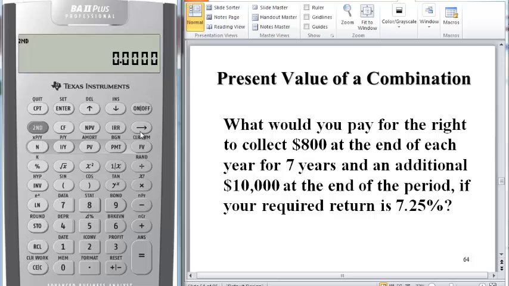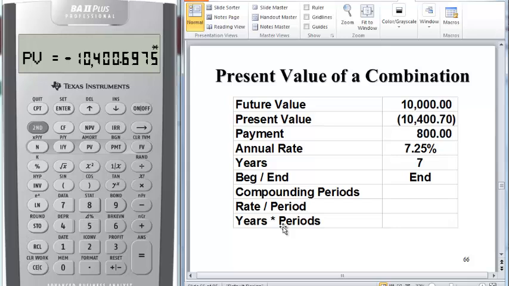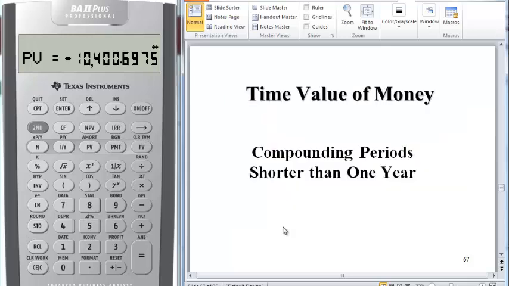So I want to, one more time, clear my time value of money. 800 is going to be collected at the end of each year, so it's a payment. At the end of that time period, I'm going to collect 10,000. That's my future value. 7 is going to be my N, and 7.25 is going to be my IY. What would I pay for that right? I would pay $10,400.69, rounded up to 79 cents. Time value of money can take into account compounding periods shorter than 1 year.